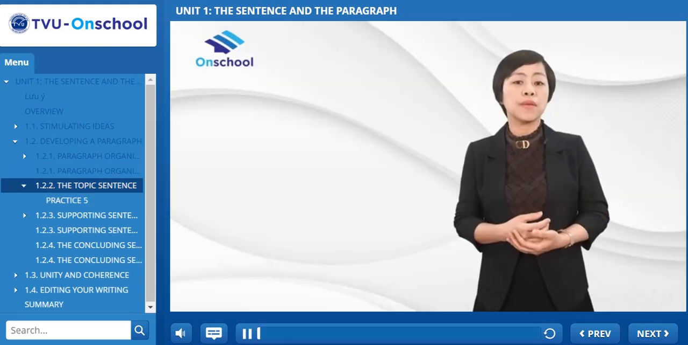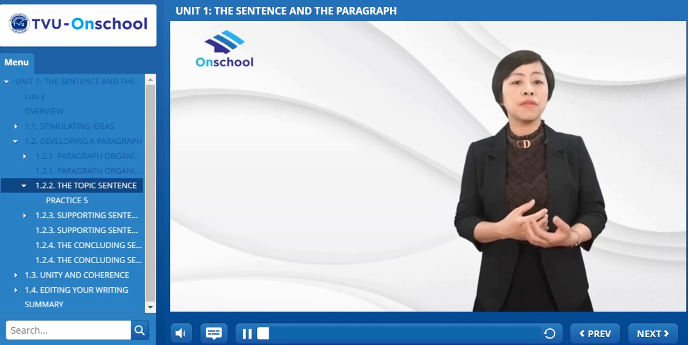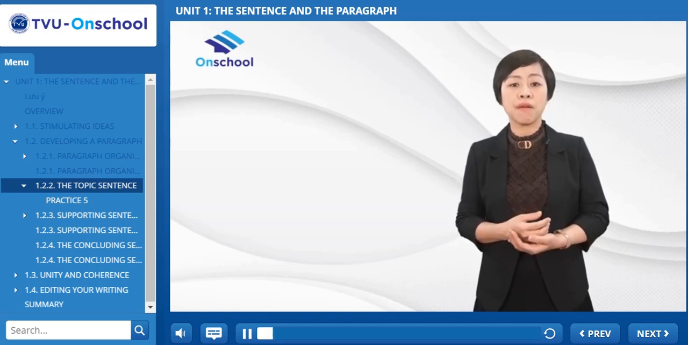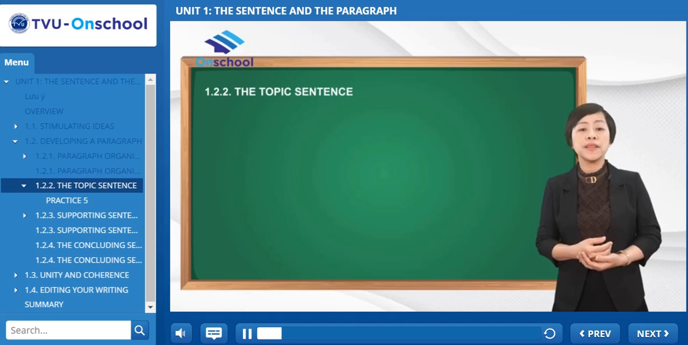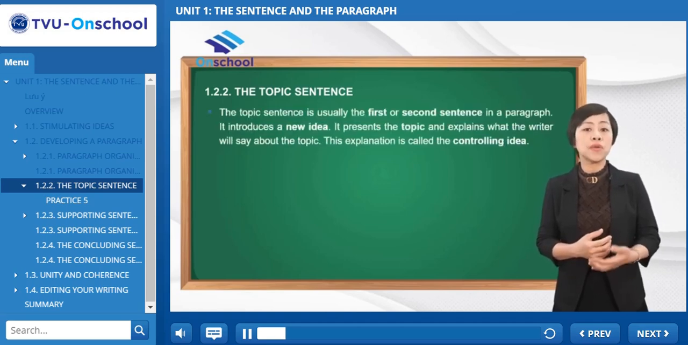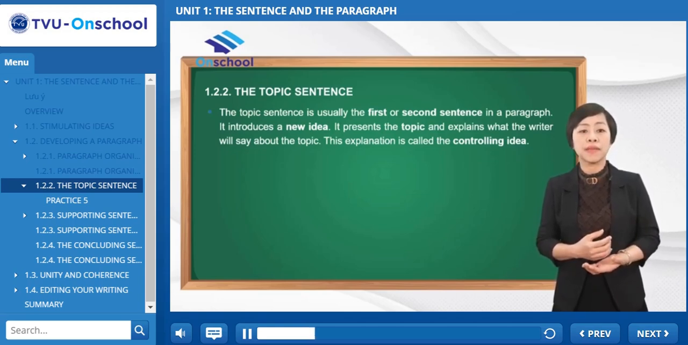After exploring the paragraph organization, we are now moving to analyzing the first important part of a paragraph, which is the topic sentence. The topic sentence is usually the first or the second sentence in a paragraph. It introduces a new idea, it presents the topic and explains what the writer will say about the topic. The explanation is called the controlling idea.